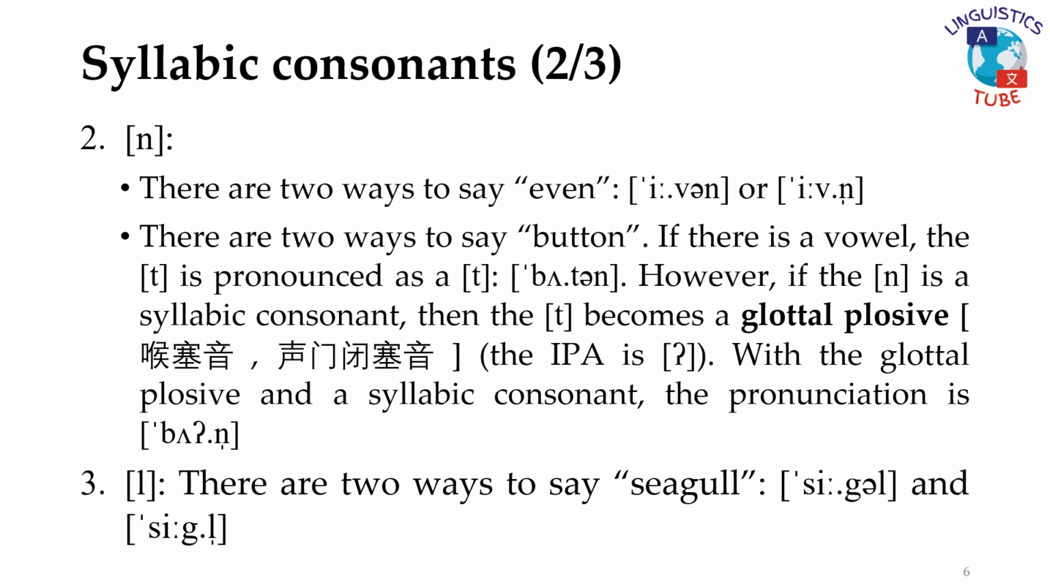Finally, a common example for the syllabic l is the word seagull. With a vowel before the l, it sounds like this: seagull. However, it can also be pronounced as seagull, without the vowel. If you say it slowly, you can hear that the g is immediately followed by l with no vowel in the middle.